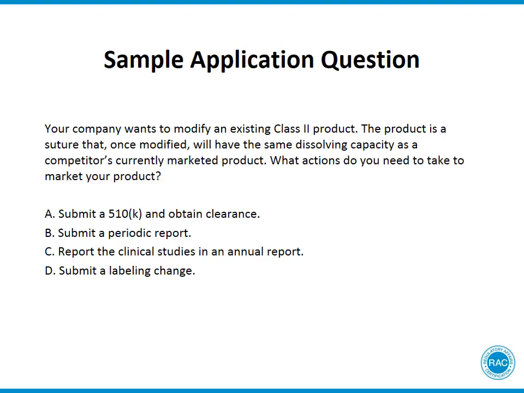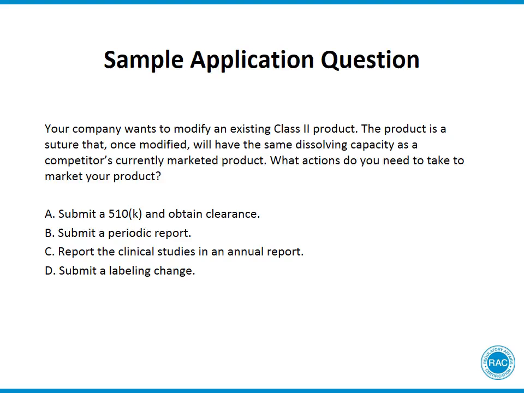When reading the question, read the stem, that is the question, first to be sure you understand what the question is asking. This question asks what you need to do to market your Class II medical device that has the same properties as one already marketed by a competitor. If you know the medical device regulations, you can apply that knowledge to this situation and will know this is a new intended use for this product. Thus, you'll need to submit a 510K and obtain clearance. So the correct response is A.